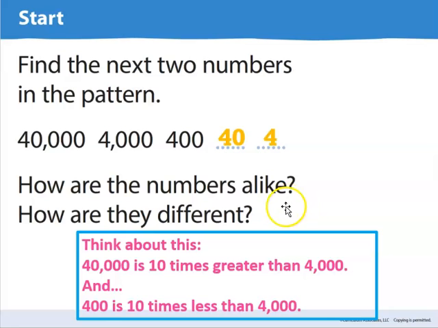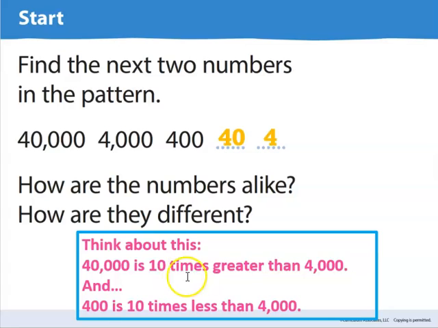How are the numbers alike? How are they different? Okay, I'd like you to think every one of these numbers has a 4 in it, but they're different because each time the value is going down 10 times. I'd like you to think about this.